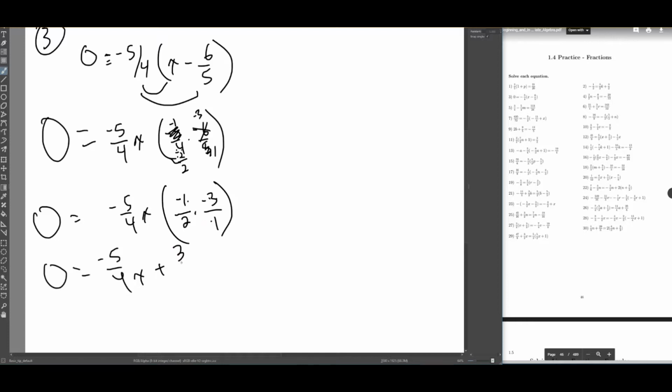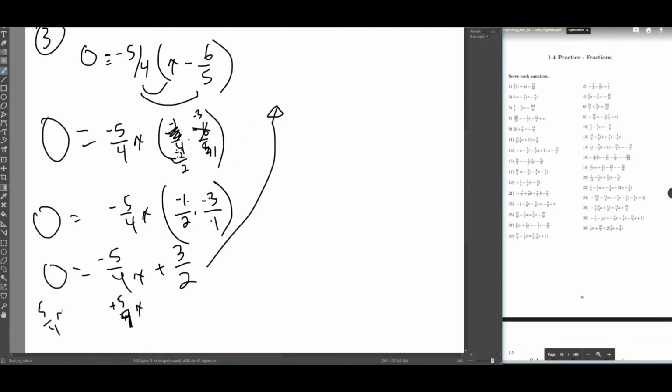Do we agree? That's what we just did there. So when you multiply two negatives, you get a positive. So 0 equals negative 5 over 4x, and negative 1 times negative 3 equals a positive 3, and the bottom, 2. That's what that problem looks like right now. Okay.